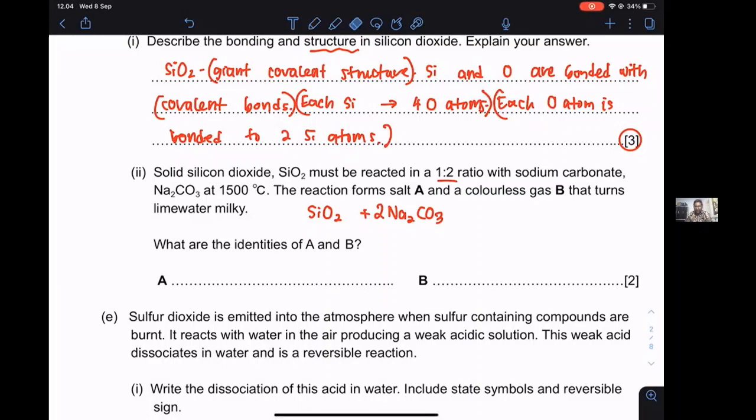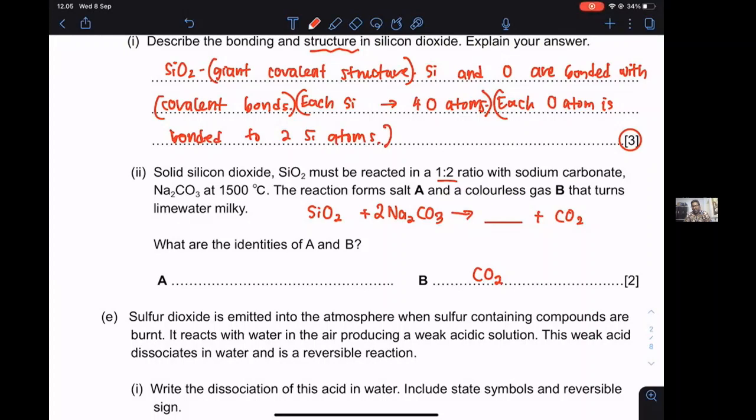And then they say the reaction forms salt A and a colorless gas B that turns lime water milky. Come on, you need to know carbonate. Carbonate with SiO2. SiO2 is an acidic oxide. Acidic oxide, when you react with sodium carbonate, will give you carbon dioxide. So this one you need to know, carbon dioxide. So straight away, A is the salt, B is going to be the gas, so carbon dioxide. I put carbon dioxide as B here.